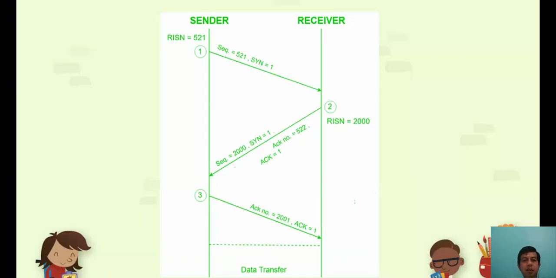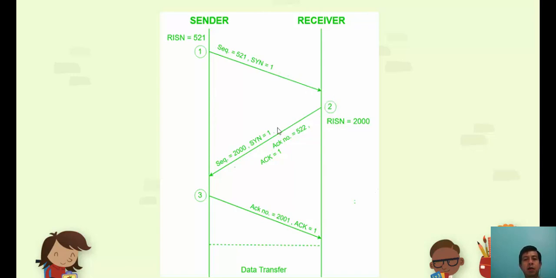This is another example, shown pictorially. Again, look at it. This sender wants to establish a TCP connection with this receiver. So this is the first packet, the initial SYN packet, where SYN is set to 1 and it uses its own initial sequence number. Say in this example, this is 521. B, the receiver, after some time receives this packet.